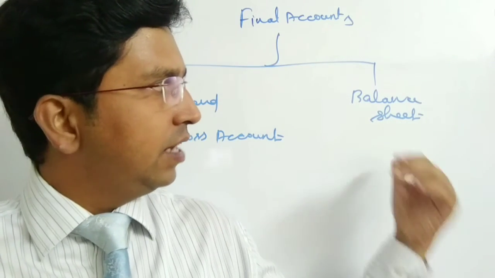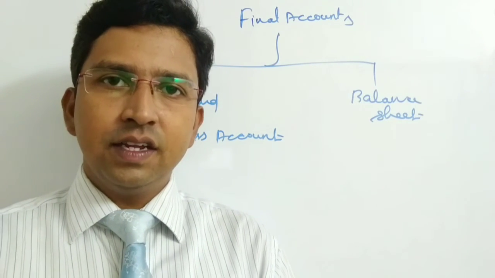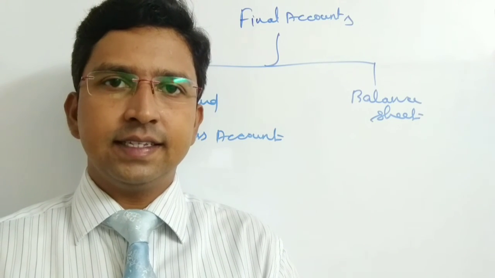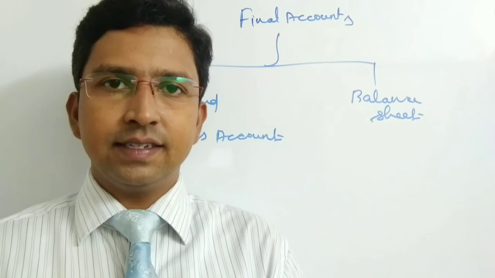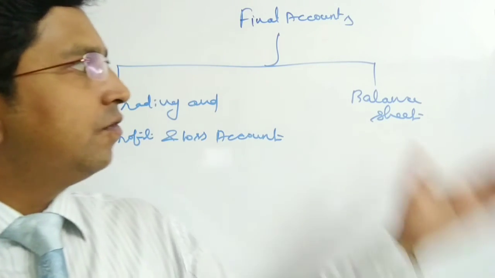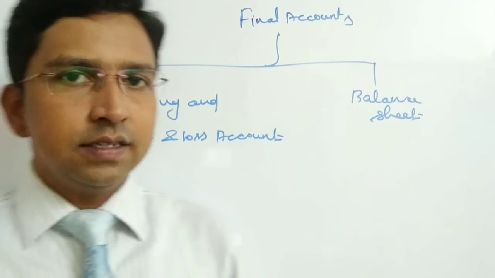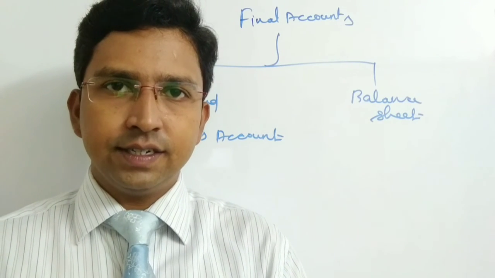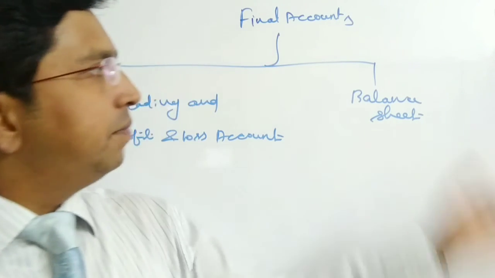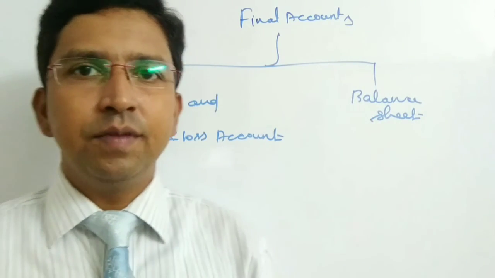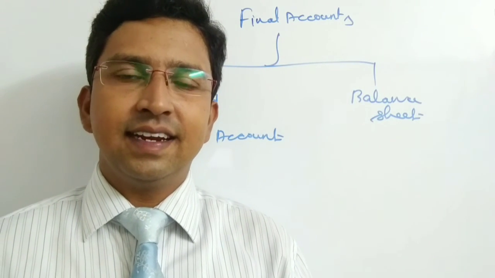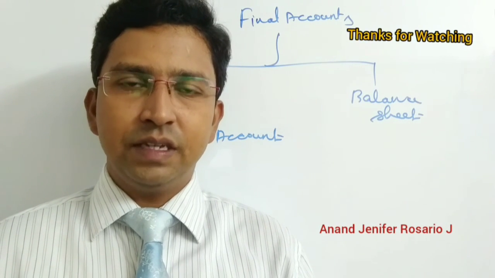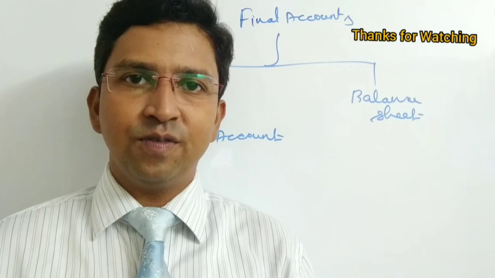With the help of the balance sheet, we are able to prepare many financial analysis statements like trend analysis, common size and comparative analysis. So preparation of final accounts is the main key area in financial accounting. By preparing the final accounts, we are able to get the net result and current financial position of the company. I hope you have got some basic idea about final accounts.